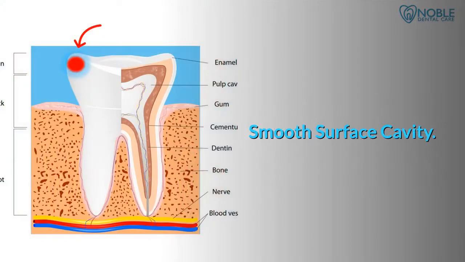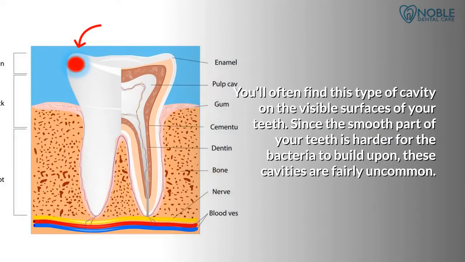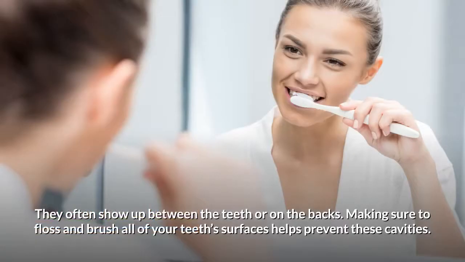Smooth surface cavity. You'll often find this type of cavity on the visible surfaces of your teeth. Since the smooth part of your teeth is harder for the bacteria to build upon, these cavities are fairly uncommon. They often show up between the teeth or on the backs. Making sure to floss and brush all of your teeth surfaces helps prevent these cavities.